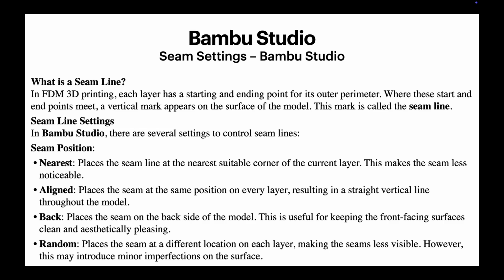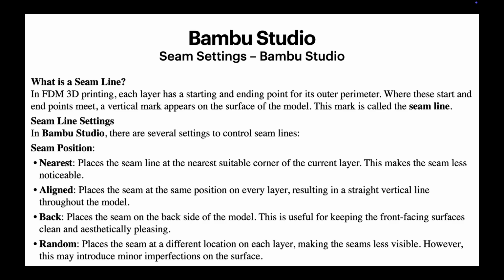Seam position settings in Bambu Studio offer several ways to control where the seam line appears. Nearest places the seam at the nearest suitable corner of the current layer. This makes the seam less noticeable.